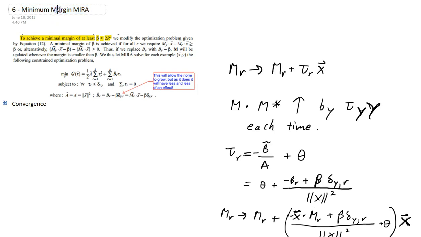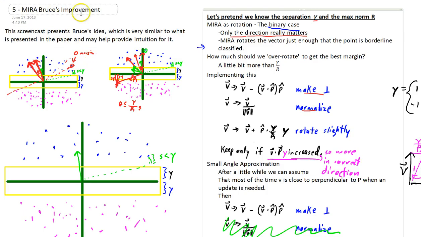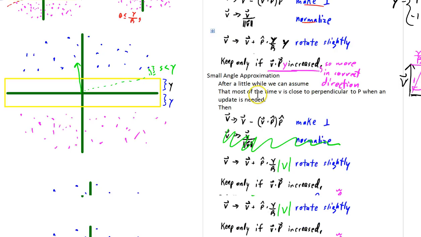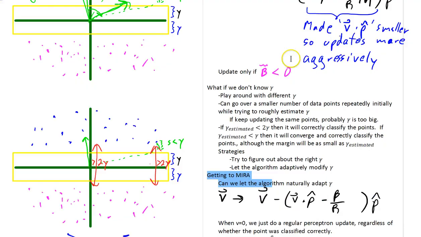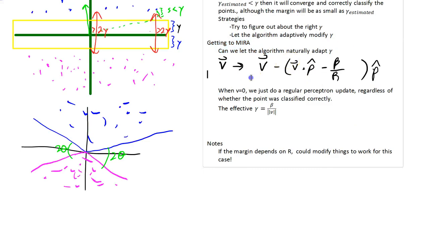In this screencast, I'll be going over minimum margin MIRA. Basically we've gone over the idea of this in the two-class case already in the previous screencast. The idea was to do a little bit of extra rotation whenever we had a point so that we would end up doing the right amount of rotation to get the maximum margin. And we did some approximations and we got this, which is basically MIRA with a minimum margin for two classes.